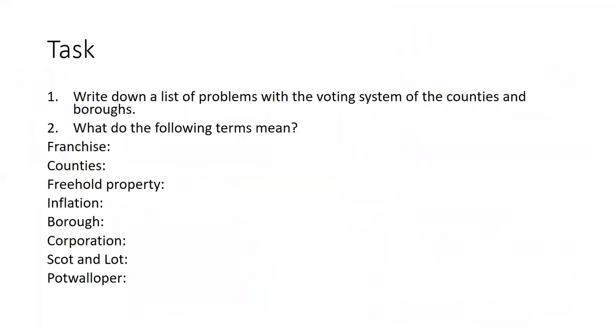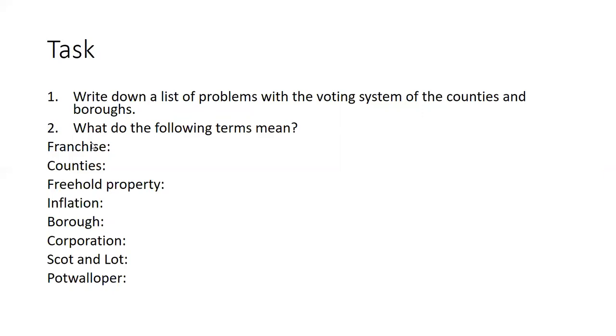This is the task that I'd like you to do. Write down a list of problems with the voting system of the counties and the boroughs. So you could create a subtitle: Problems with the Voting System of Counties and Boroughs. In one colour, write about the counties, in another colour, write about the boroughs.